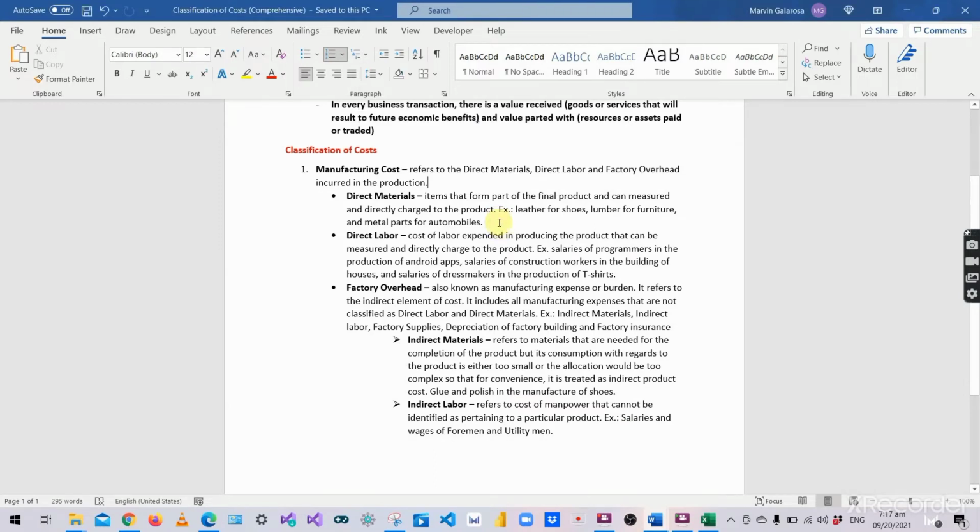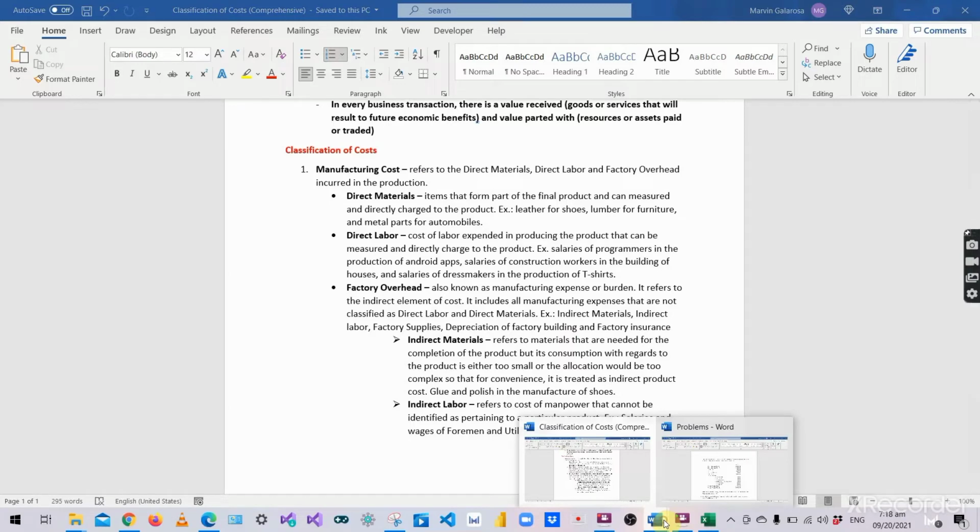So these are the items that constitute the manufacturing costs. And as a management accountant, you should be able to summarize the details of this cost in a financial statement that you will prepare every month after the production. This statement is called the Statement of Cost of Goods Manufactured.